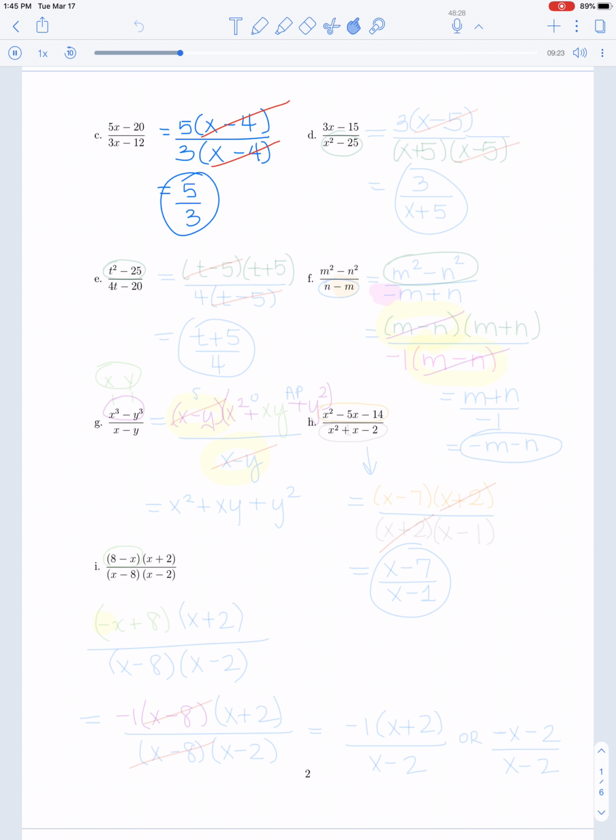5/3. Notice that this means you have to be really good and capable with your factoring.